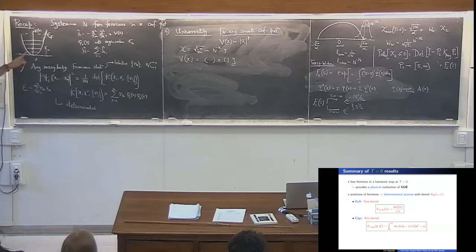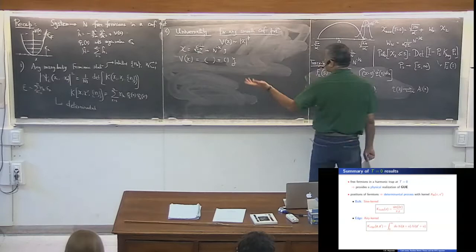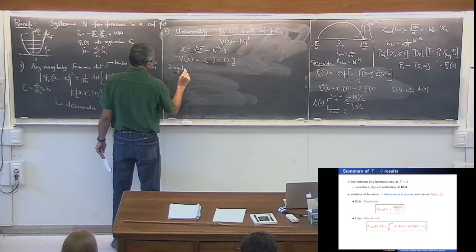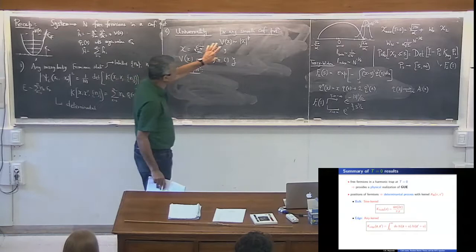And that gives rise to the Airy functions for the single particle wave functions. And when you substitute in the kernel, you basically get the Airy kernel. So you can see that this is sort of universal as long as it's a smooth potential. But if you have a singular potential, where you cannot linearize, then of course you won't get the Airy kernel. So the Tracy-Widom distribution, or the Airy kernel in general, would be valid for any smooth potential.